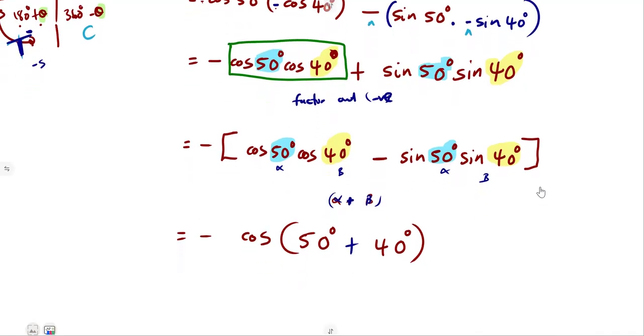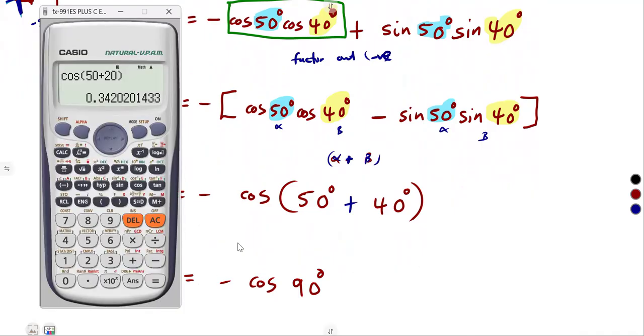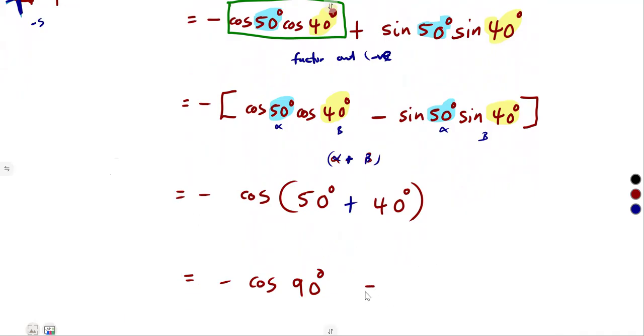And simplifying this, 50 and 40 degrees combined together, that's going to be 90 degrees. You add. So we do know, guys, the cos of 90 degrees, that's 0. So that was going to give us negative 0. There's nothing like that. It's just a 0. So you see the application of this.